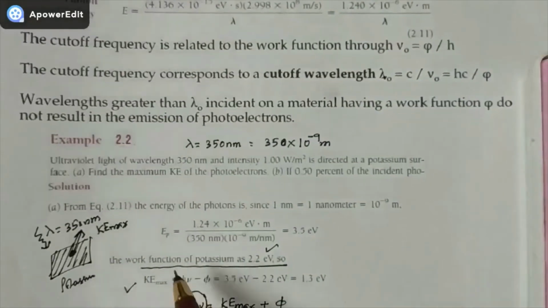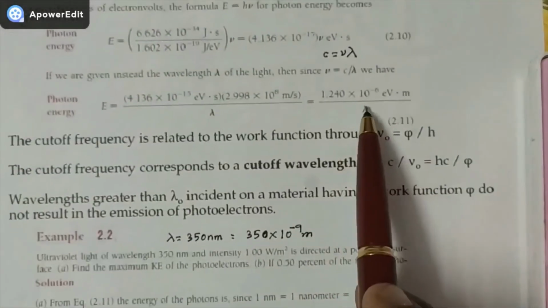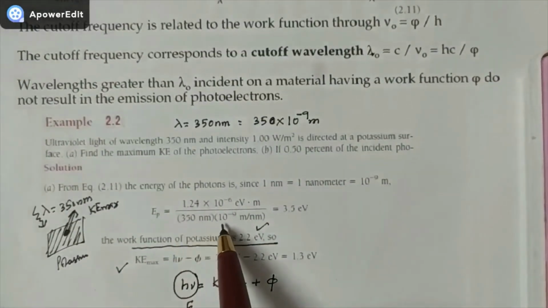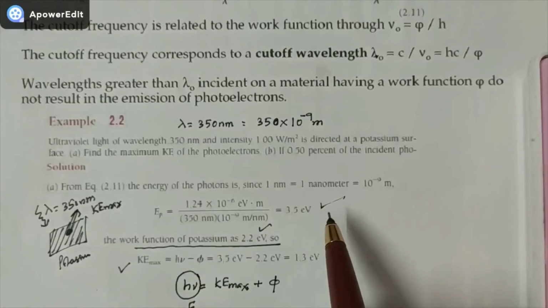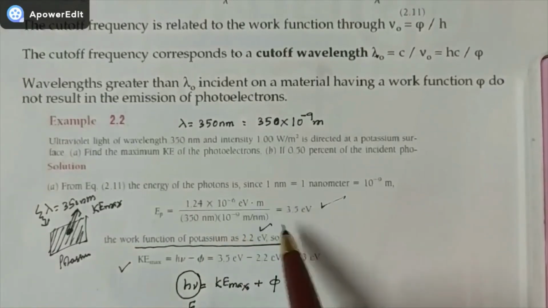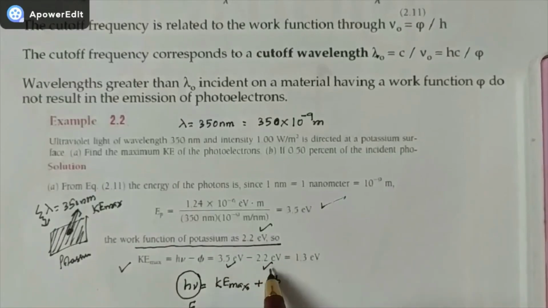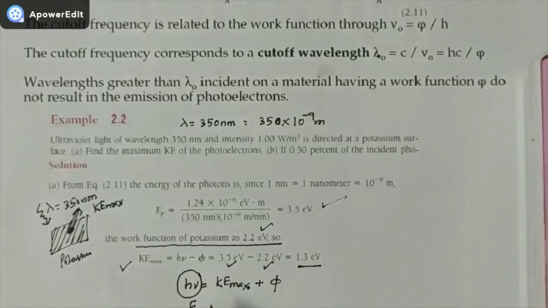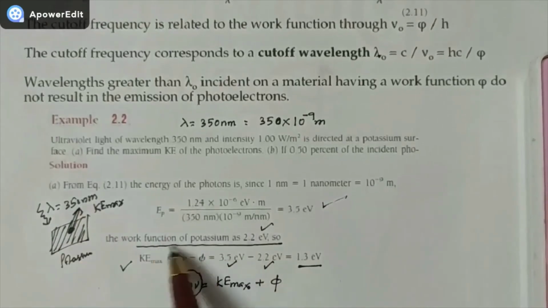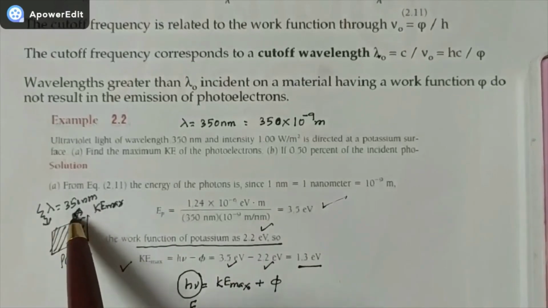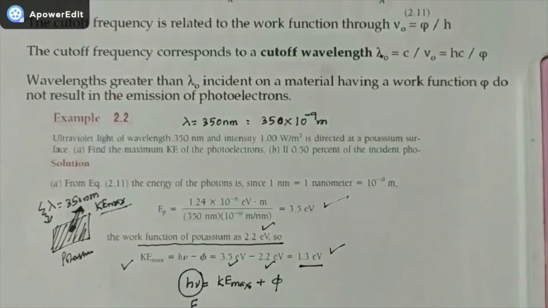You can see that E is 1.240 into 10 to the minus 6 electron volt meter divided by lambda, and we put the value of lambda, 350 into 10 to the minus 9 meter. If I divide this, it comes out to be 3.5 electron volt, since nano cancels and meter cancels out. So we have 3.5 electron volts. Subtracting the work function 2.2 electron volt gives 1.3 electron volt. So if I shine a photon of wavelength 350 nanometer on a potassium surface whose work function is 2.2 electron volt, then the electron that comes out during the photoelectric effect will have a maximum kinetic energy of 1.3 electron volt. Fine.